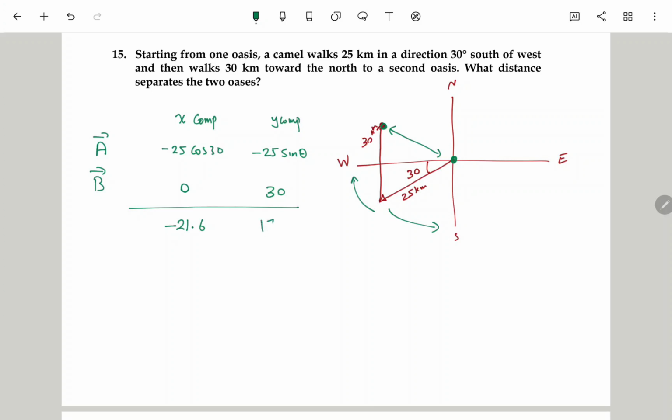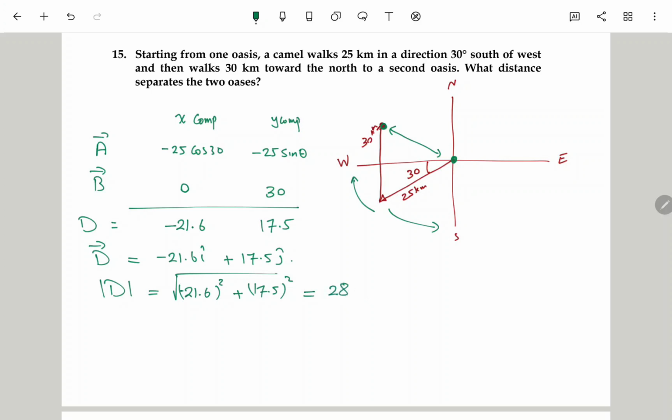minus 21.6 and 17.5, and let's name it D as the distance. So D as a vector equals minus 21.6 i hat plus 17.5 j hat. The magnitude for vector D, which is the distance between the two axes, by the way, is equal to square root of minus 21.6 squared plus 17.5 squared, and it's equal to 28 kilometers.